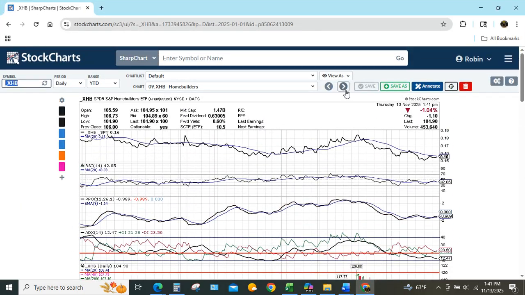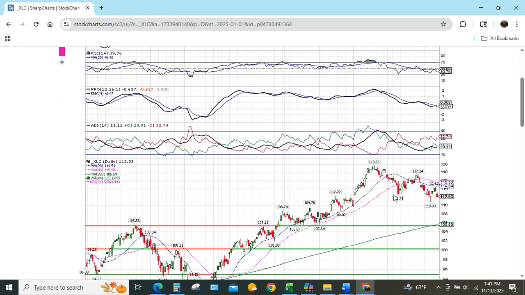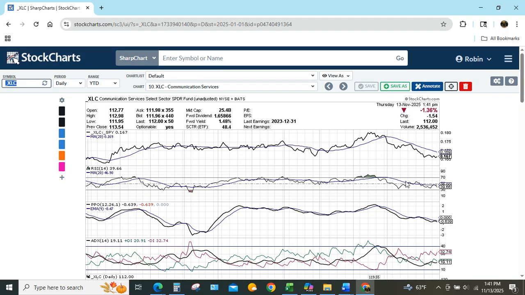communications services. I don't follow all of the sectors because a lot of them are just not interesting to me. I mean, they're not volatile. They don't have a lot of push behind the move. So I just don't even get involved. I want to be in things that move. So let's see, XLC, and I can talk more about that in another video.